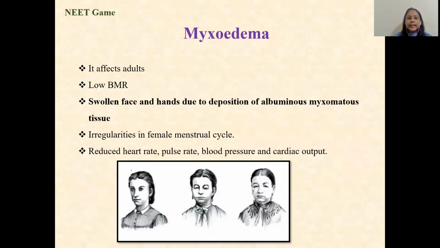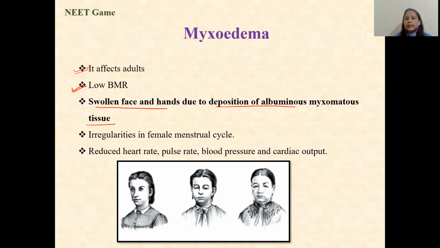Now, let's come to myxedema. The main and important difference between cretinism and myxedema is that it affects the adults. Cretinism affects the children. Myxedema is going to affect the adults. It causes low BMR, swollen face and hands. It leads to myxomatous tissue differentiation.